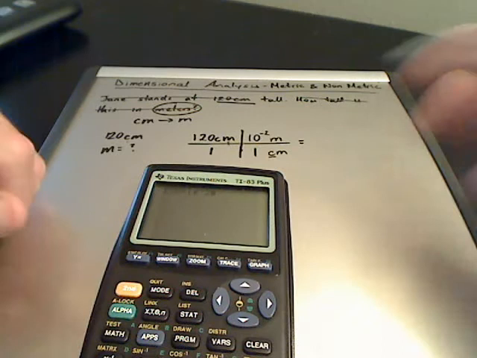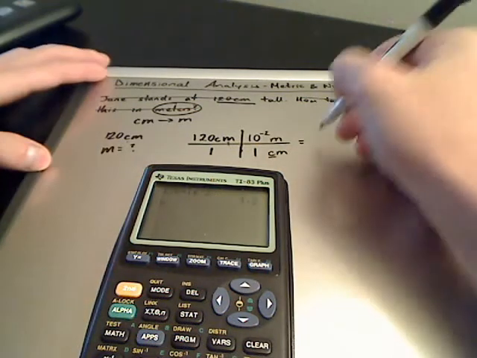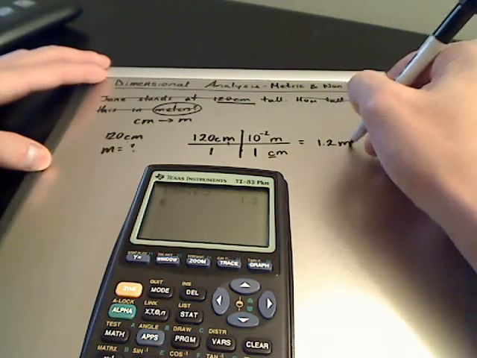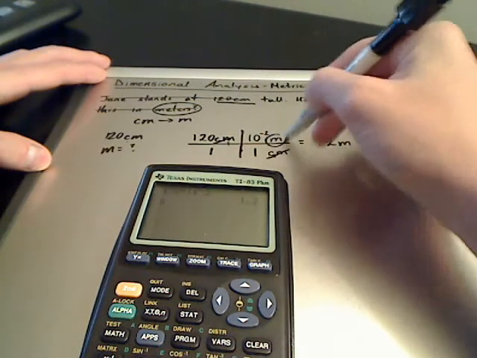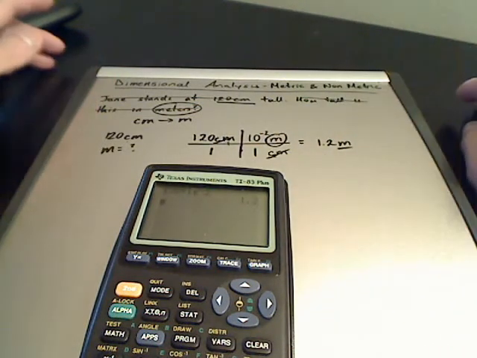Alright, and divide by 1, we'll skip that. So enter, that gives me 1.2 meters, because your centimeters cancel out, you're left with meters. Alright, so that's pretty much how it's done.